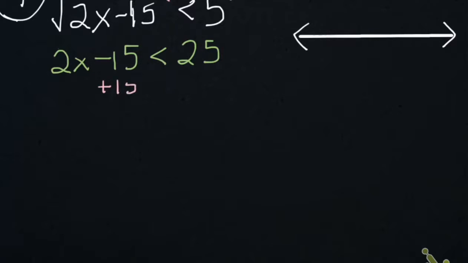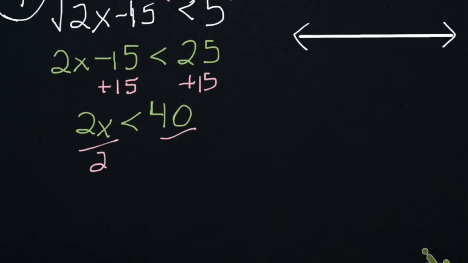It's 25. Now let's solve for x. Add the 15 to the other side. How do we know we're adding? That's right, because it is subtracting currently. 2x less than, now add those together, 40. Now we need to get rid of the coefficient in front of the x. That means we divide. So I divide both sides by 2, and I get x is less than 20.